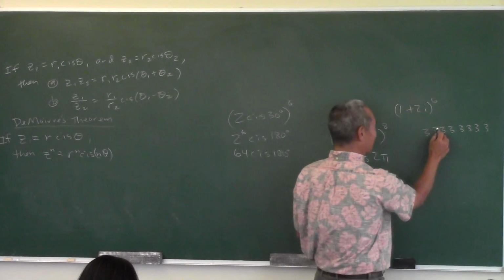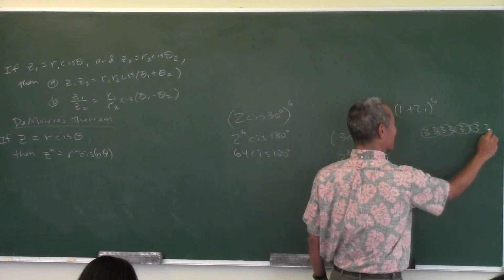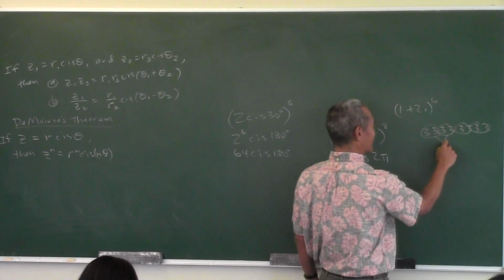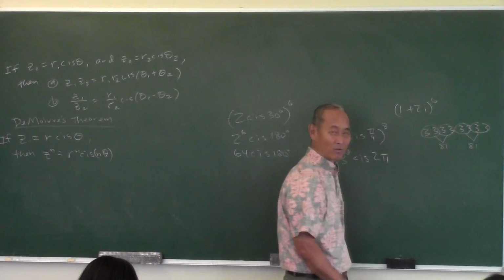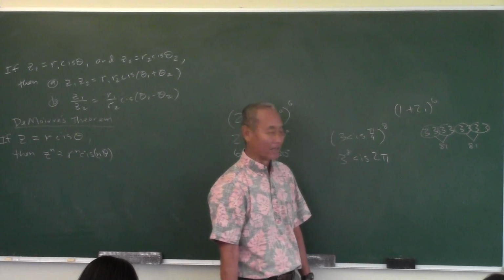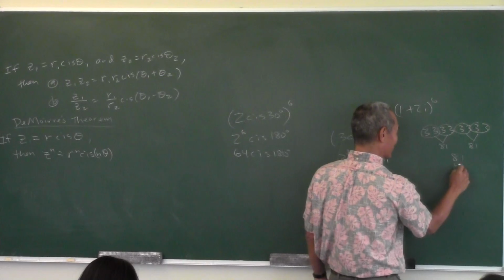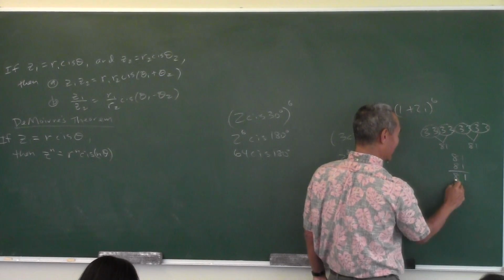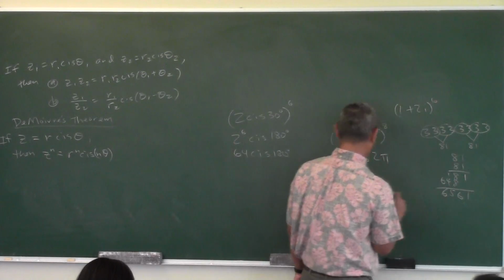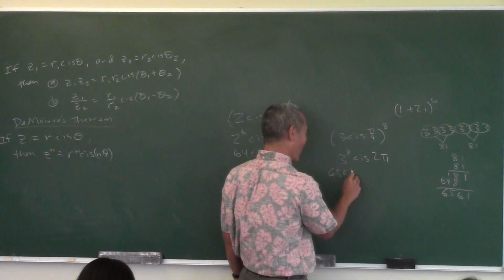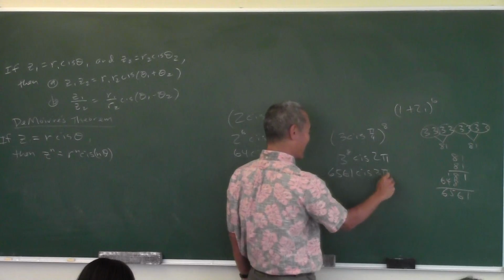But look, that's 9 times 9 times 9 times 9. But everybody knows 9 times 9 is 81, right? So basically, isn't that just 81 squared? And come on, everybody can do this, right? 1, 8, 8, 64. So 1, 6 carry. So 6, 5, 6, 1, cis 2 pi.